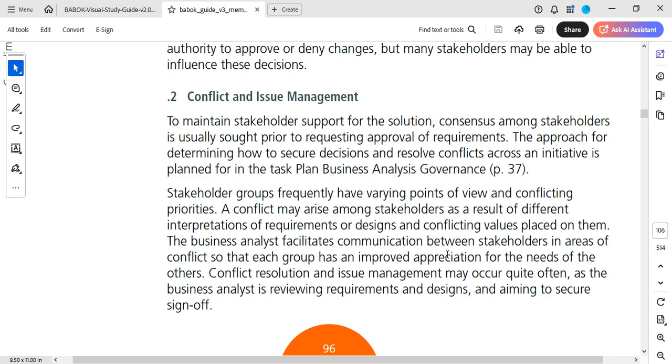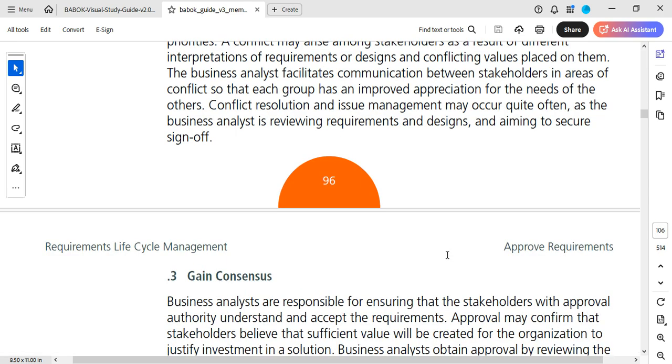The business analyst facilitates communication between stakeholders in areas of conflict so that each group has an improved appreciation for the needs of the others. Okay, so that people would respect people's opinions, know okay, they chose this because it would impact this and stuff. Conflict resolution and issue management may occur quite often as the business analyst is reviewing requirements and designs and aiming to secure sign off.